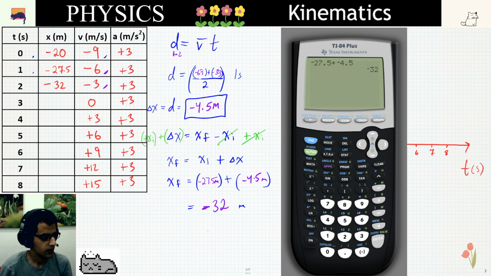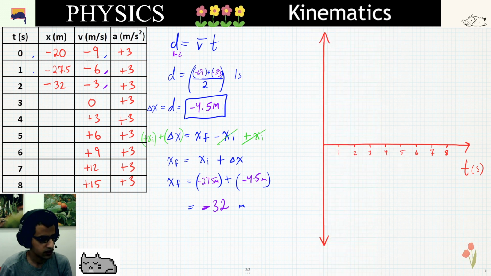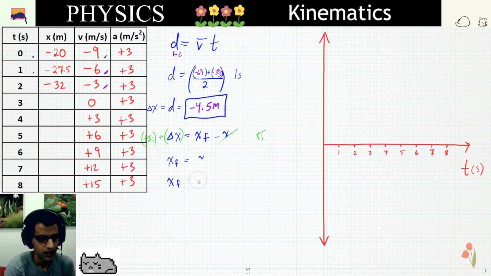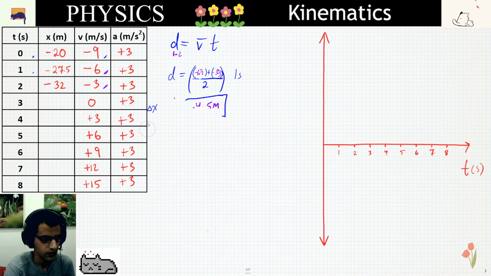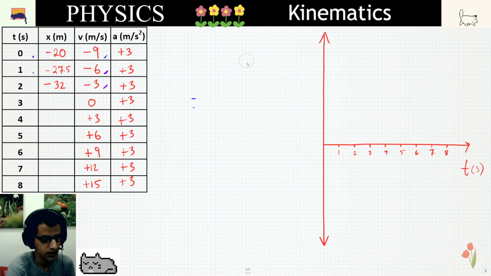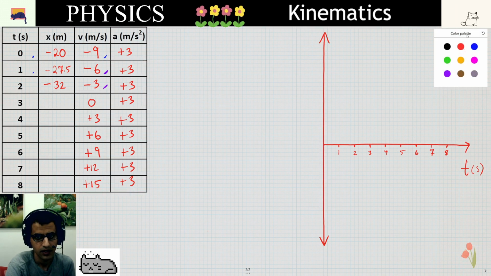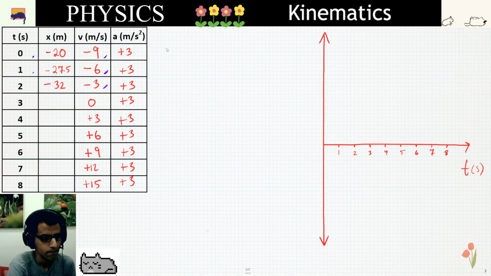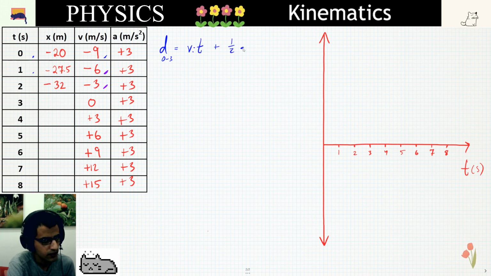All right, let's try now a different approach to this question. I'm going to erase all this and use the third equation to solve for the displacement. So that will look like this. I want to find out the final position at 3 seconds. So I can do, what is the displacement from 0 to 3 seconds? That will be v initial times time plus 1/2 a t squared.